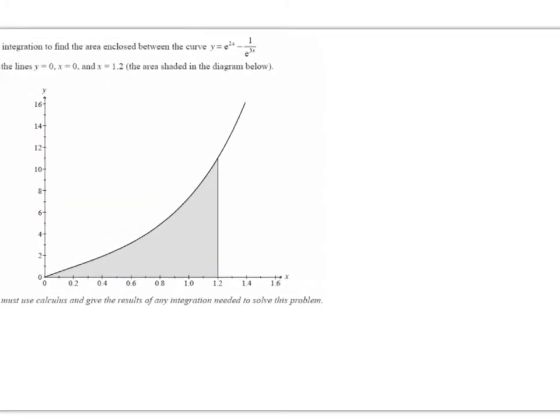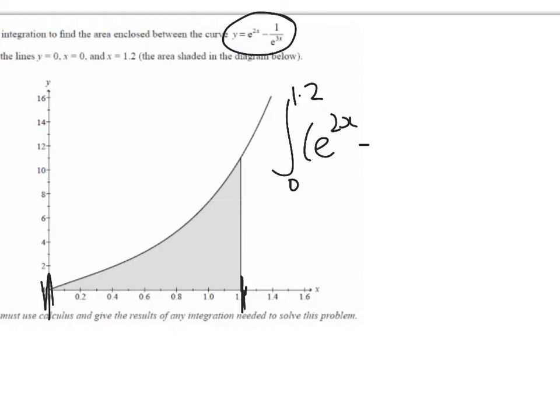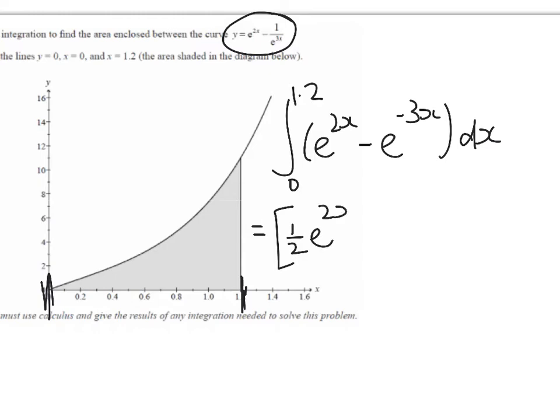Okay, so we're asked to use integration to find the area enclosed between the curve, the x-axis, and these values here. So it's a very textbook problem of area under the curve. I've got the limits of 1.2 and 0, and this is my curve, e to the 2x minus e to the negative 3x dx. So I anti-differentiate and I get 1/2 e to the 2x plus 1/3 e to the negative 3x, evaluated at 1.2 and 0.